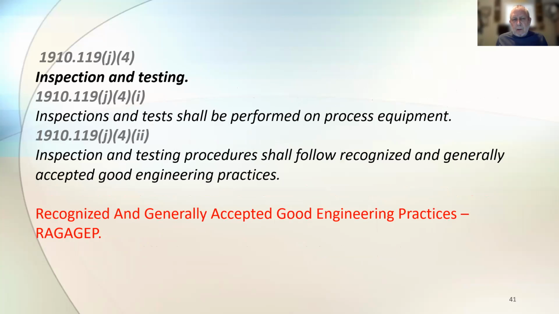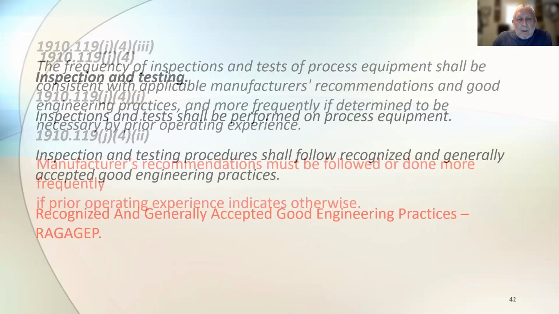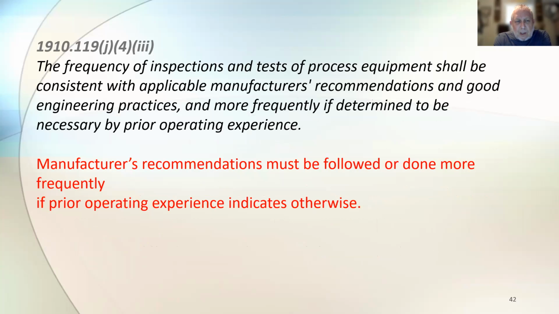Inspection and testing. This is huge. Inspections and tests shall be performed on process equipment. Inspection and testing procedures shall follow recognized and generally accepted good engineering practices. The frequency of inspections and tests of process equipment shall be consistent with applicable manufacturer's recommendations and good engineering practices, and more frequently if determined necessary by prior operating experience. Manufacturer's recommendations must be followed or done more frequently if prior operating experience indicates otherwise.